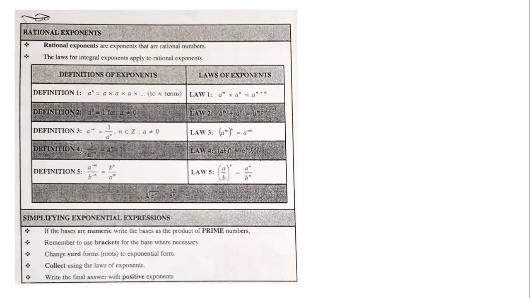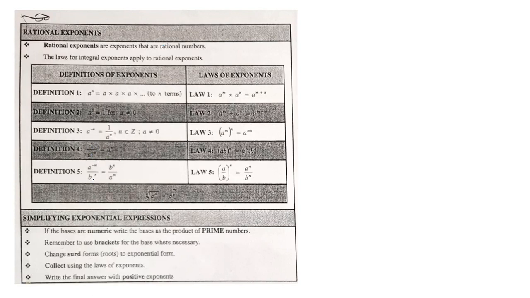Now, definition number 4, be able to flip this back, basically. When you have a negative exponent at the bottom of your fraction, and then you take it to the top of your fraction, your exponent will most definitely change its sign. It will change from negative to positive. In this case, we're going to have a to the power of n.